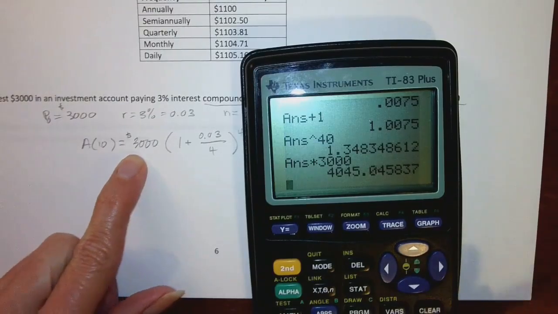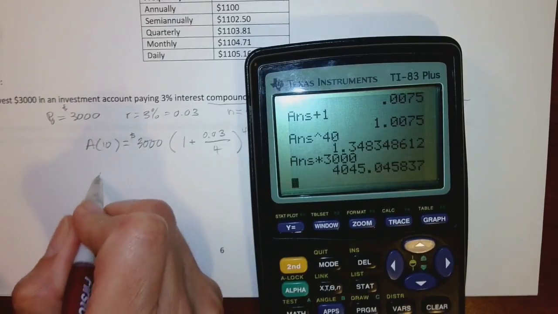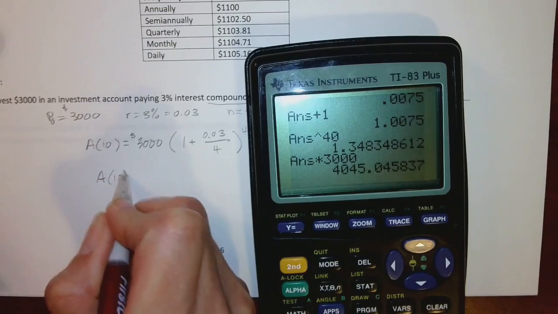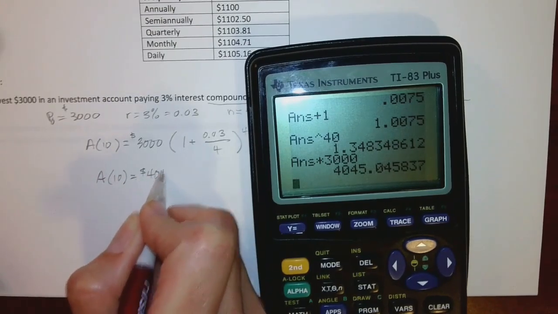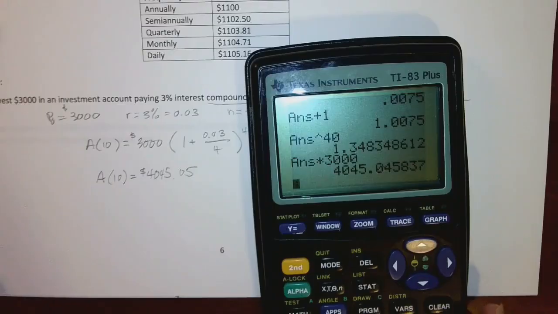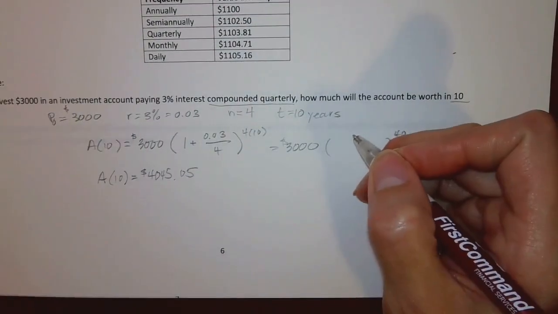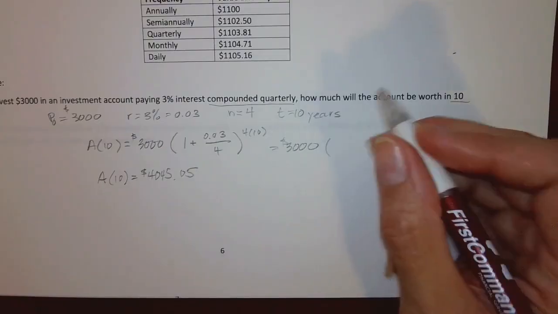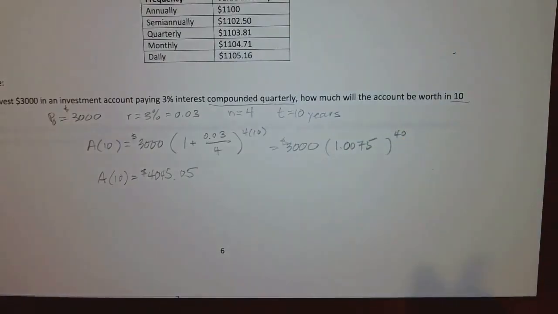And I'm going to round here, so that gives me, after 10 years, $4,045.05. Oh, I guess I could have put that number in here. What was that? It was 1.0075.